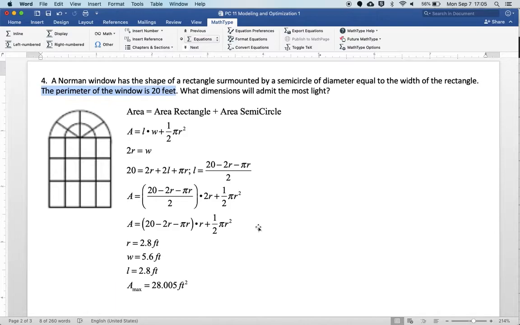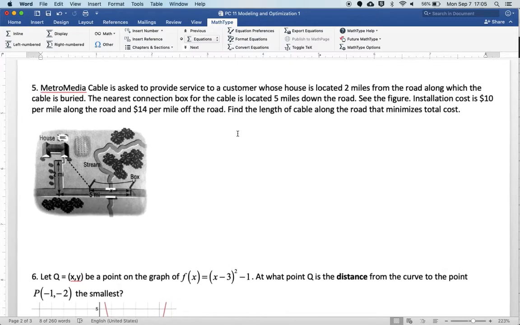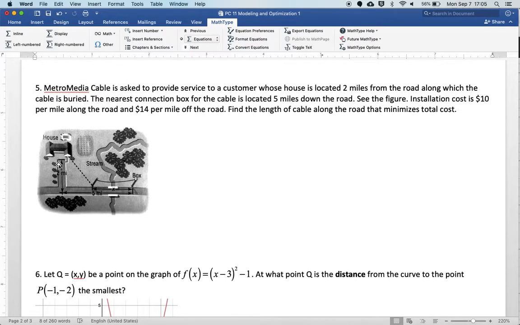All right, going on to number 5. So Metro Media Cable is asked to provide customer service to a customer whose house is located 2 miles from the road along which the cable is buried. So that 2 miles is that vertical distance from the road to the house. The nearest connection box for a cable is located 5 miles down the road. So there's the box over here. We've got 5 miles down the road, 2 miles into the house.